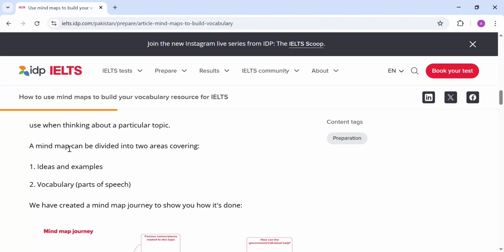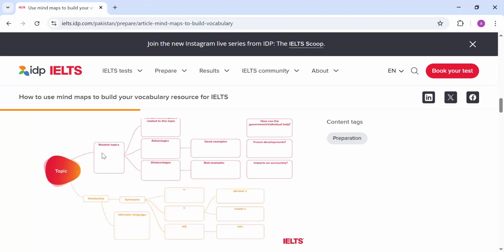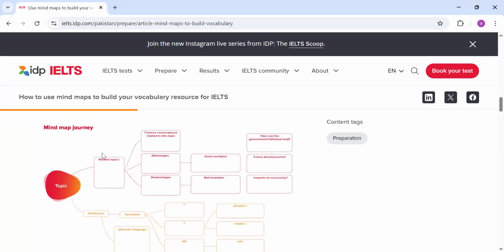So let's say a mind map can be divided into two areas covering areas and examples, vocabulary, parts of speech. So here they created the mind map. Let's see what they have. There are different types of maps. Sometimes we're just finding out about different things related to a topic. Like if we're talking about famous places, then we will definitely write about the advantages and disadvantages of living in that place, and then we will describe some examples, and then what future development can happen. So this is what we are talking about in our area.